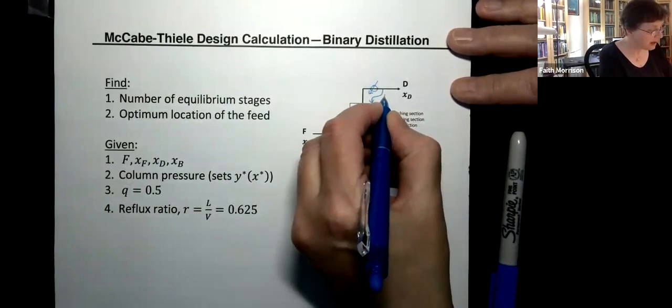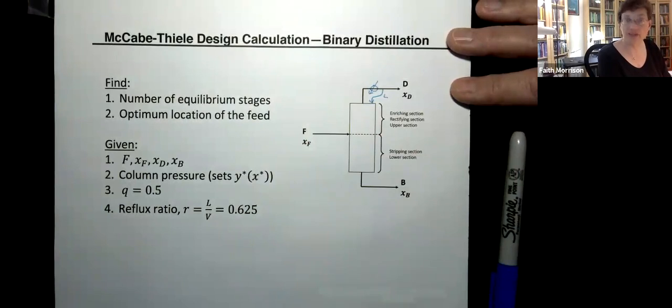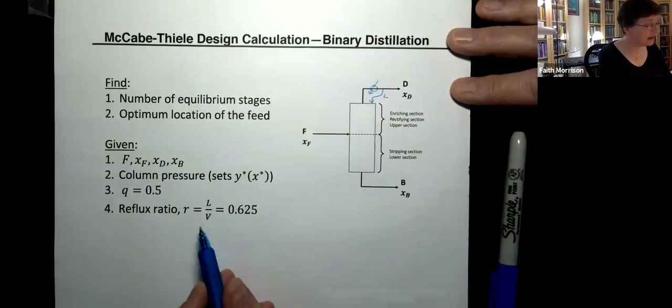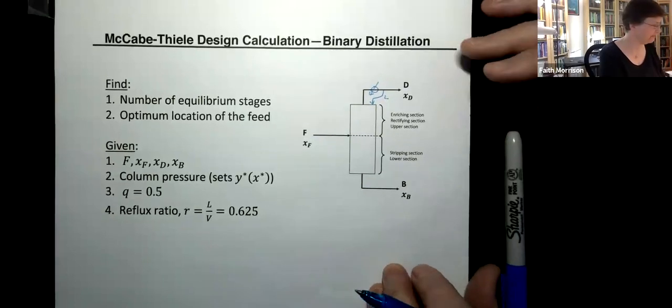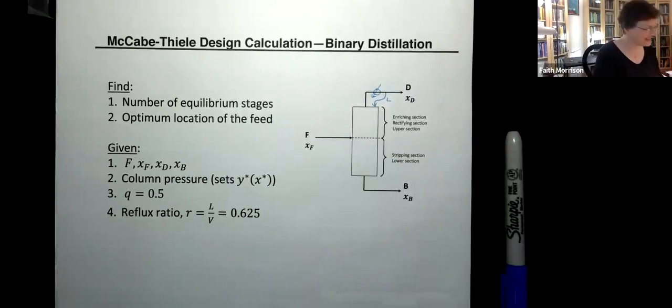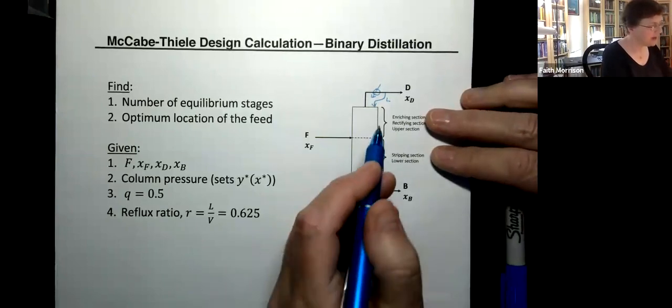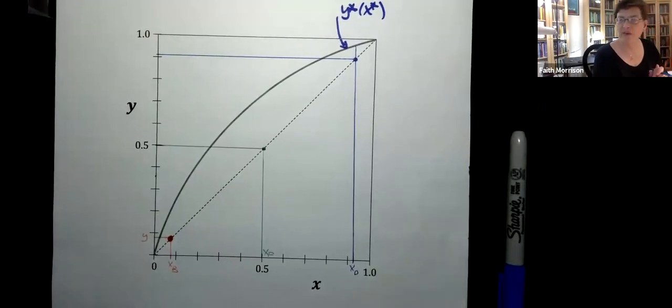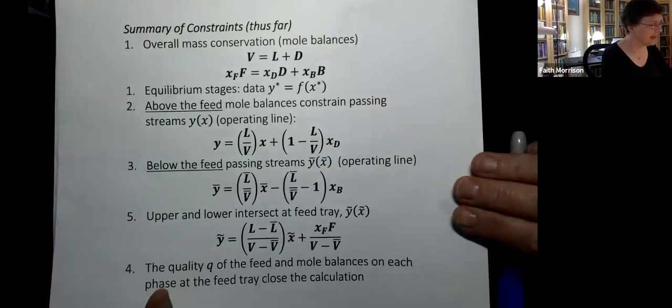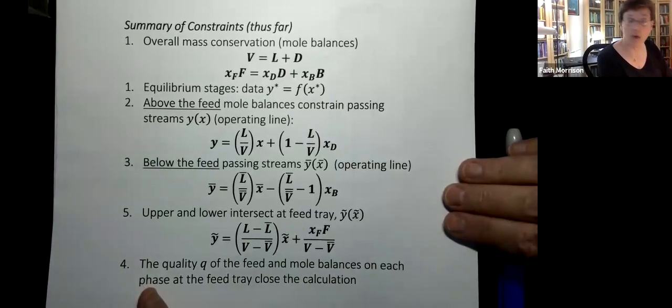And so this, in the constant molar overflow case, that is just L, as always, the liquid stream that goes down the column. And L over V is the reflux ratio. And I just picked 1.625 so that we could demonstrate the calculation. All right, so here it is. So we know the top of the column, and we're going to use this equilibrium curve. We've defined everything that we are planning to use in terms of things that can be expressed on this XY plot.